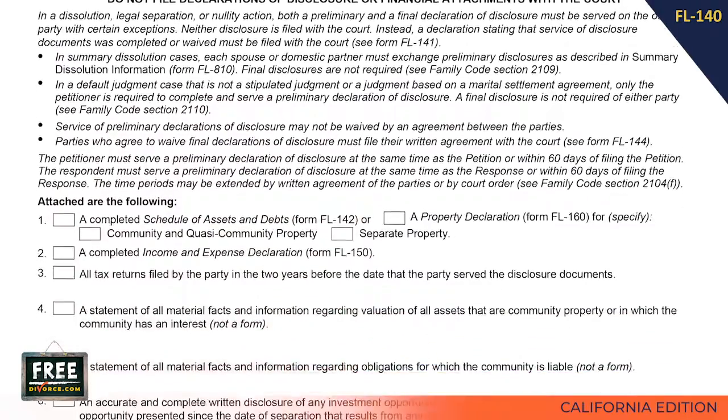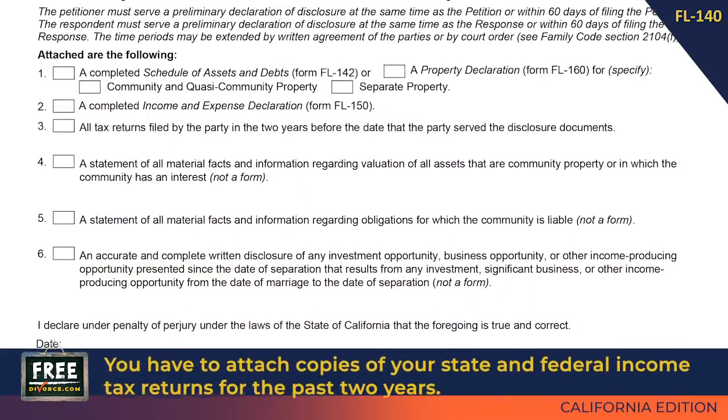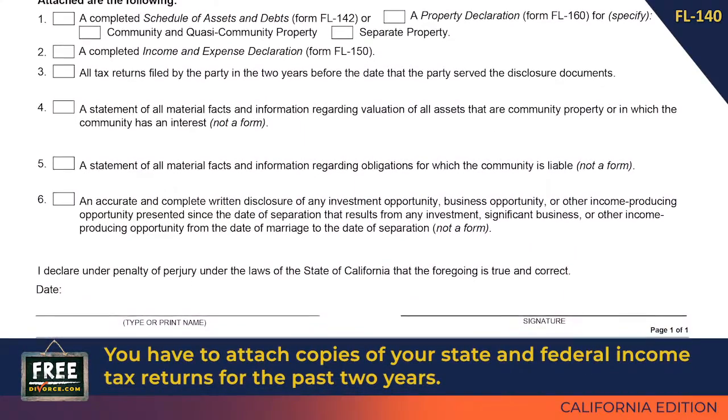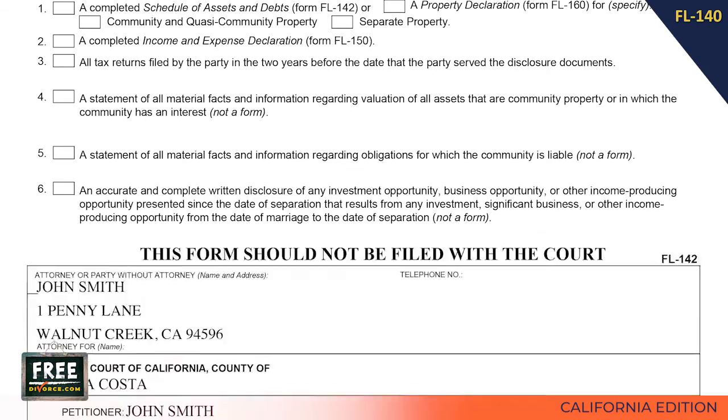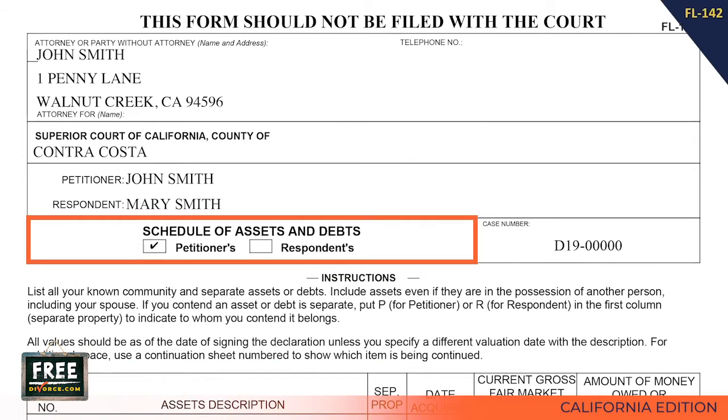You check some boxes, you answer a few questions, and you have to attach copies of your state and federal income tax returns for the past 2 years. Okay, and then what about the schedule of assets and debts, the FL-142? Tell me a little bit more about that form.